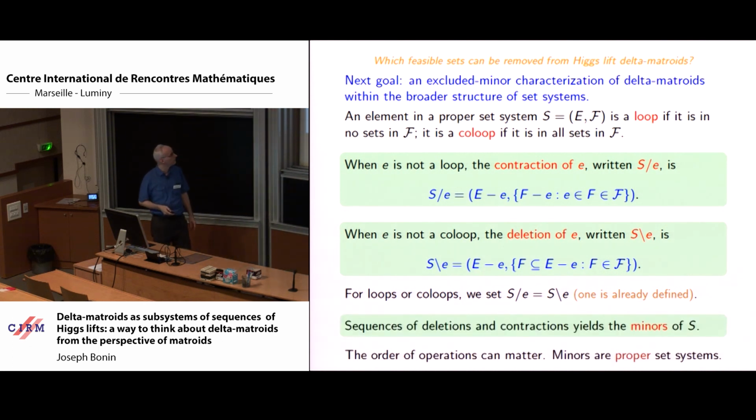And of course, minors are combinations of deletions and contractions. Now, there are some things you have to be careful about when you work at the level of set systems, namely, the order of operations can matter. So you have to have ways to get around that.